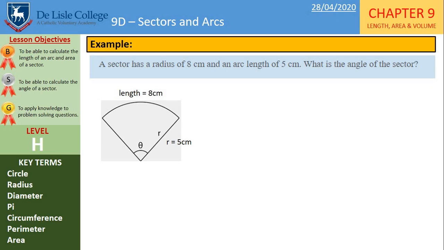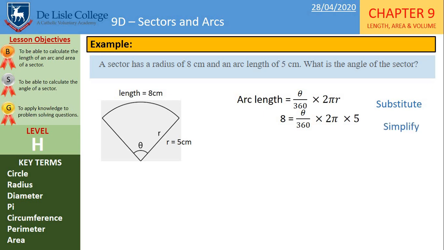So we know that we need to use the formula for arc length, because we've not got anything to do with area, we're looking at the length. So we're going to substitute what we know. We know the length is 8, we don't know theta, that's what we're going to work out, and we know that the radius is 5. We can simplify that to get 8 equals theta over 360 times 10 pi. That step could be combined with the next one.